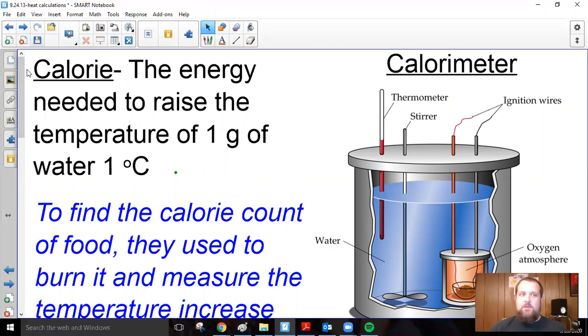So when I was in high school, in addition to what we actually use now, we learned about calories. And you may or may not know that a calorie in your food is really just a measure of energy. A calorie is the energy needed to raise the temperature of 1 gram of water 1 degree Celsius. So 1 gram is like 1 milliliter of water. It's like a big drop of water.